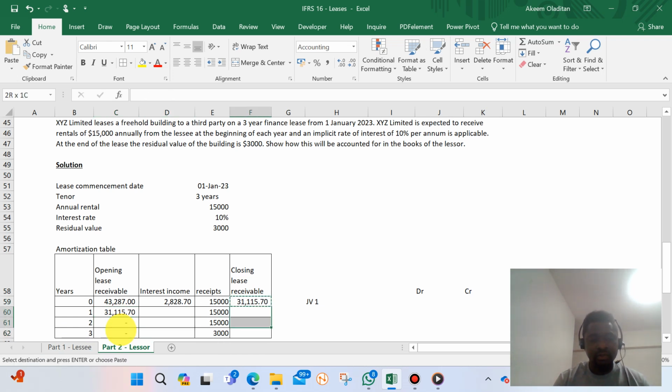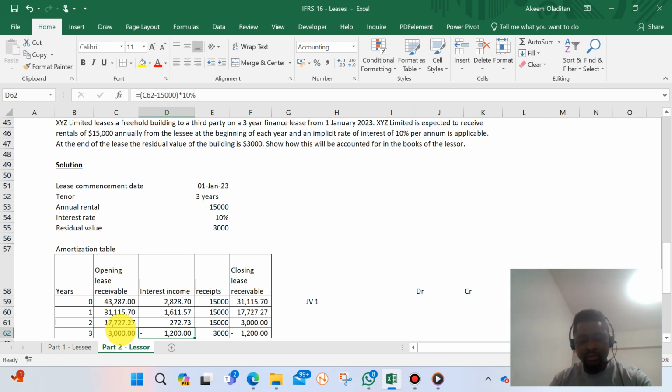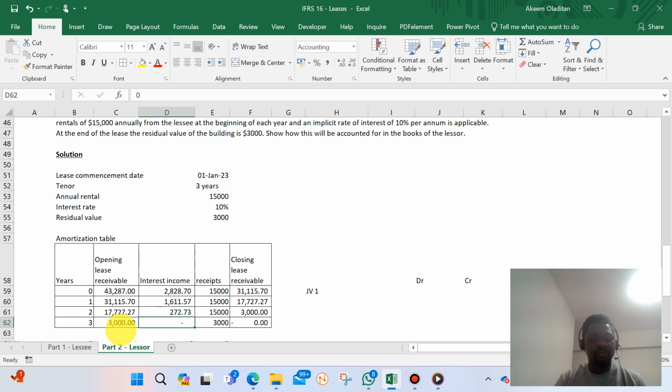Also this one down here. Then we now apply the interest income. Sorry. Yeah. Because the third year will not apply the interest income anymore, because we have applied it to the last value, which is the residual value that will be received.